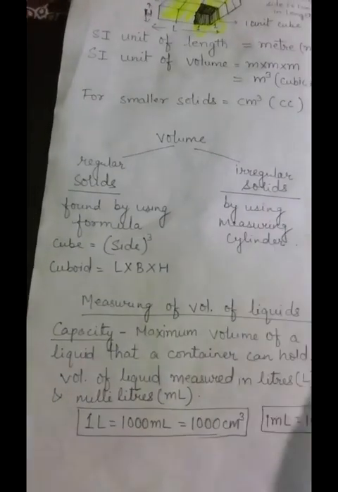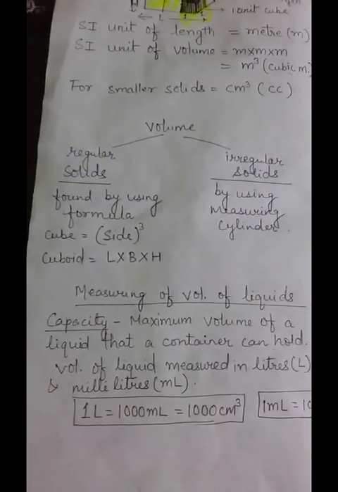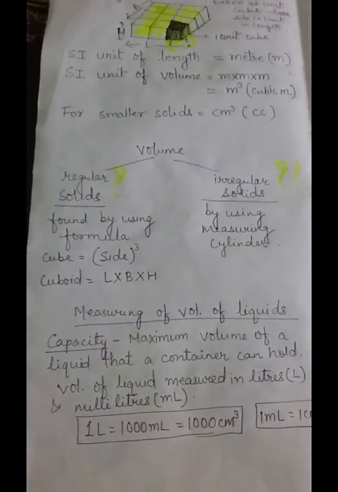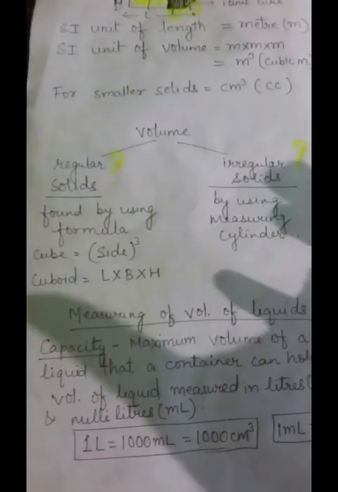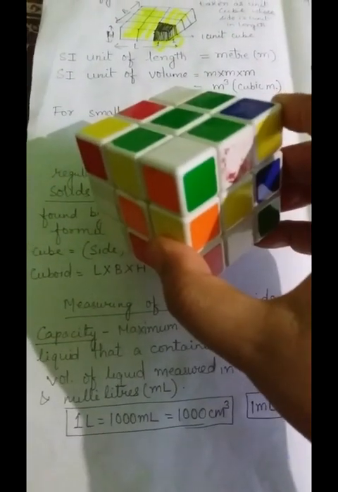Before going further, what do you mean by regular solids and what do you mean by irregular solids? Regular solids have a definite length, breadth and height. For example, this cube has a definite length, breadth and height. This is an example of a regular solid.